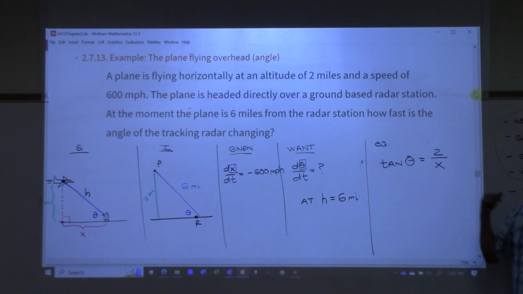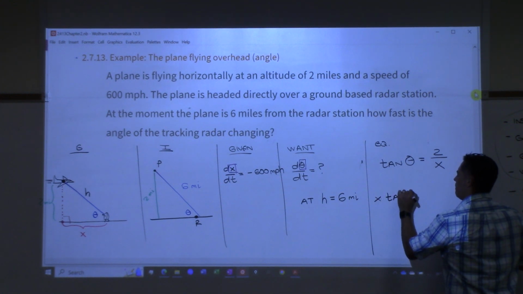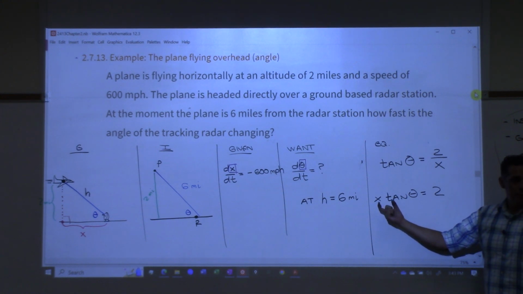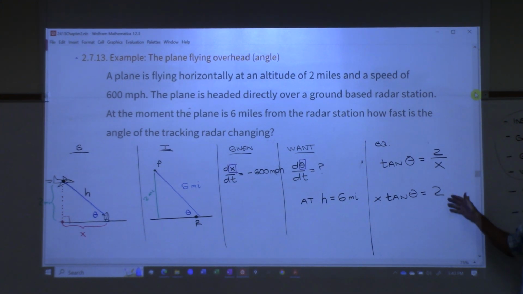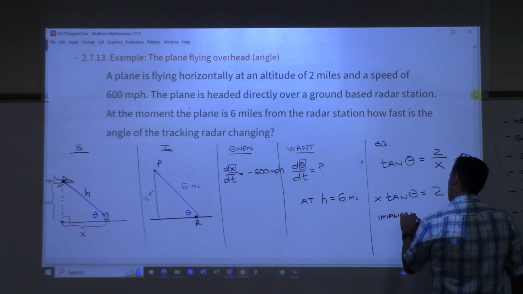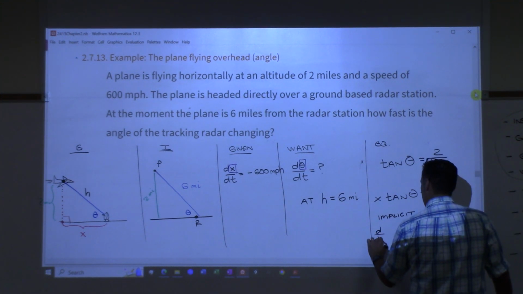I'm just going to multiply both sides by x. Can I do that? If I multiply this side by x and that side by x, I get x tan theta equals 2. And then the left side is just going to be a quick product rule, and then the right side, the derivative is going to be 0. You don't have to do this step, but I'm doing it because I'm avoiding having to mess with this negative exponent stuff. There it is, implicit now. All right, for implicit, we're differentiating with respect to what? Time.